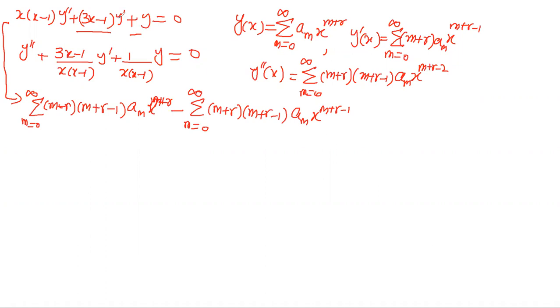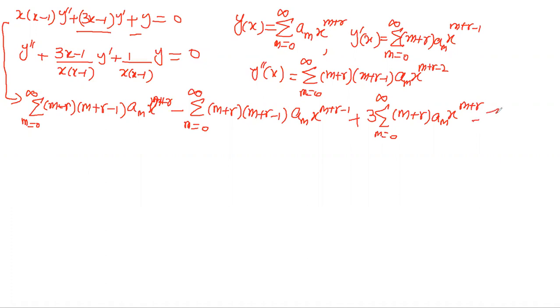This y prime term is being multiplied by 3x and also by minus 1. For 3x, I can put 3 outside, and then the sum from m is equal to 0 to infinity. Since it is multiplied by x, and here it was x power minus 1, the 1 will cancel out. So it will be m plus r into am x power m plus r. And then for minus 1, it will be minus of this term.